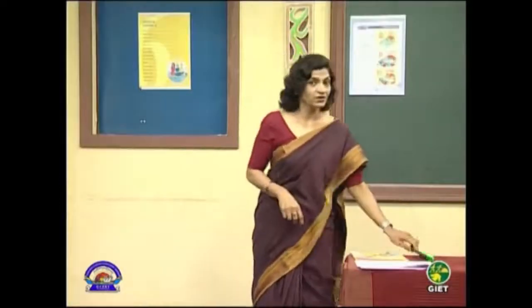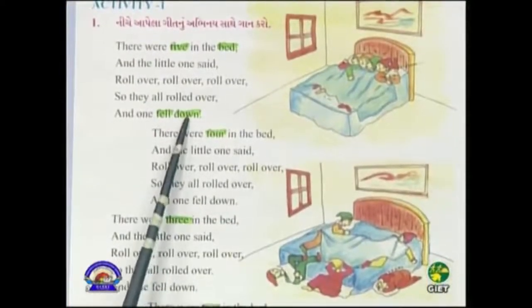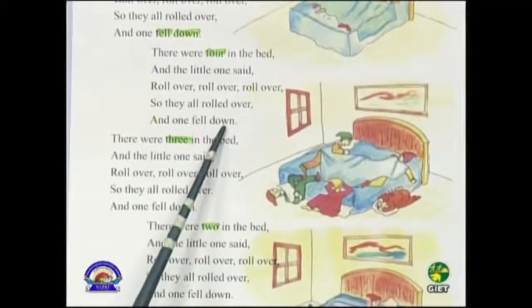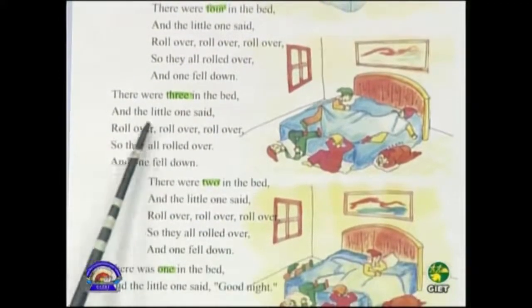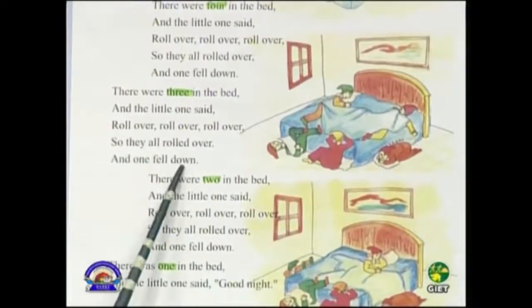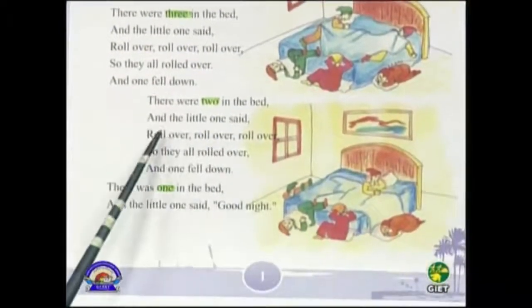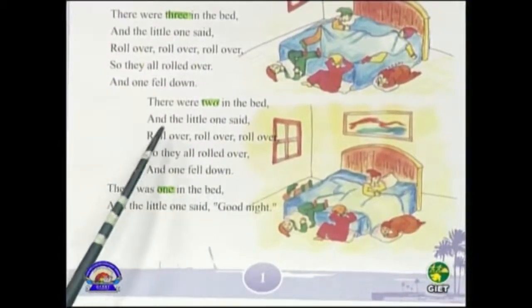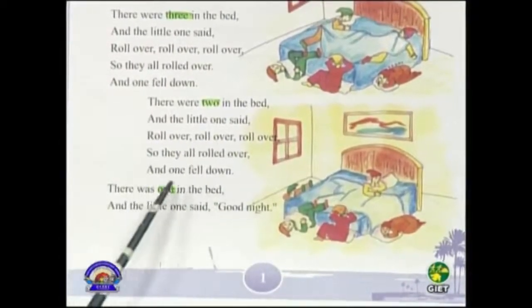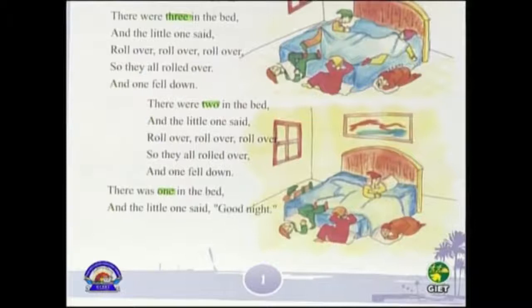Let me count how many times down comes in the poem. Yes, here it is. 1, 2. Then here it is. 3. And the last one. Is there another one? Yes, here. 4. So the word down occurs 4 times in the rhyme.